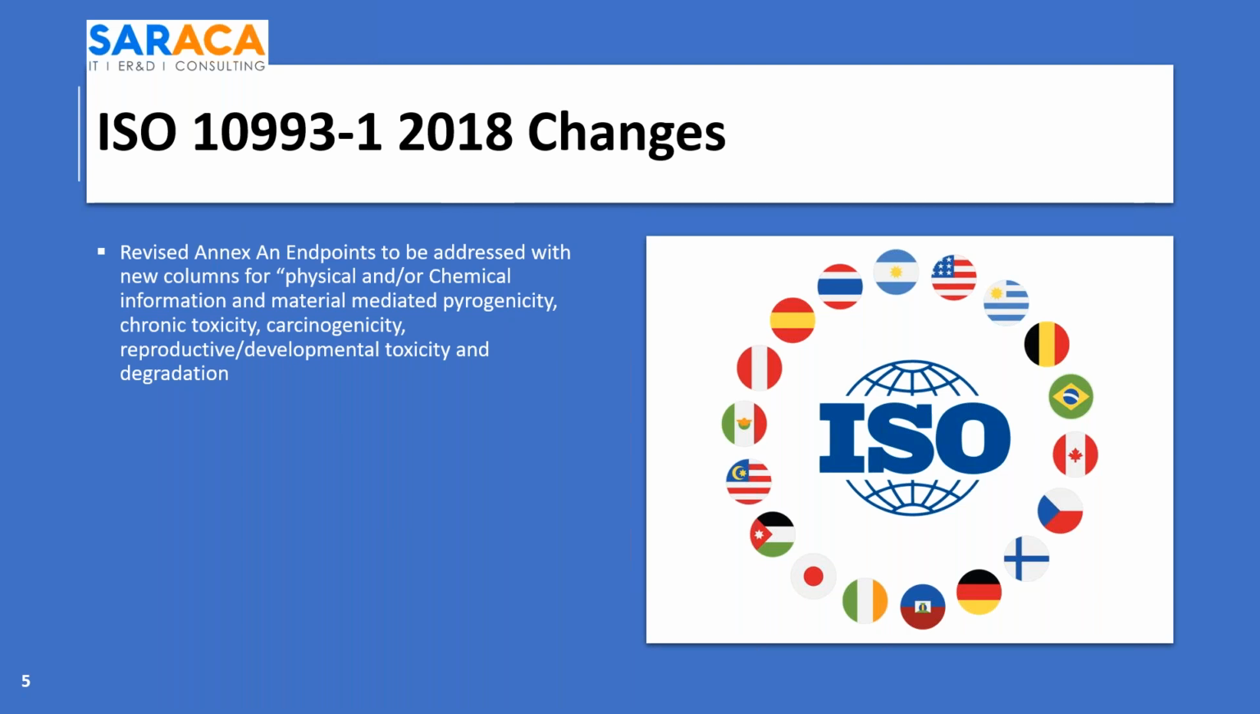One of the major categories that have changed is when you look at the Annex A1 table, you will notice that they revised the annex with endpoints. Instead of the normal X at the top of the column, it's now been changed to address endpoints for physical and/or chemical information and material-mediated pyrogenicity, chronic toxicity, carcinogenicity, reproductive/developmental toxicity, and degradation. All these have to be evaluated from a threshold standpoint. You cannot conclude without adequate explanation and research going beyond those thresholds for each one of those parts and each one of those testing programs.